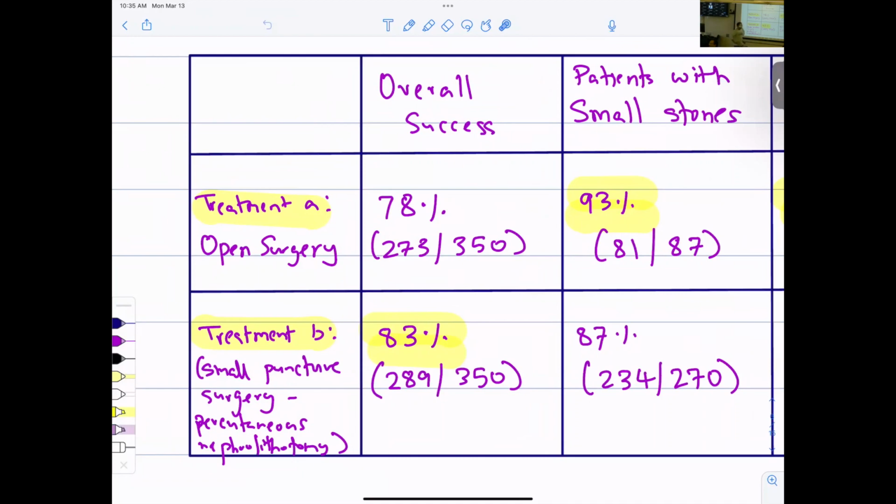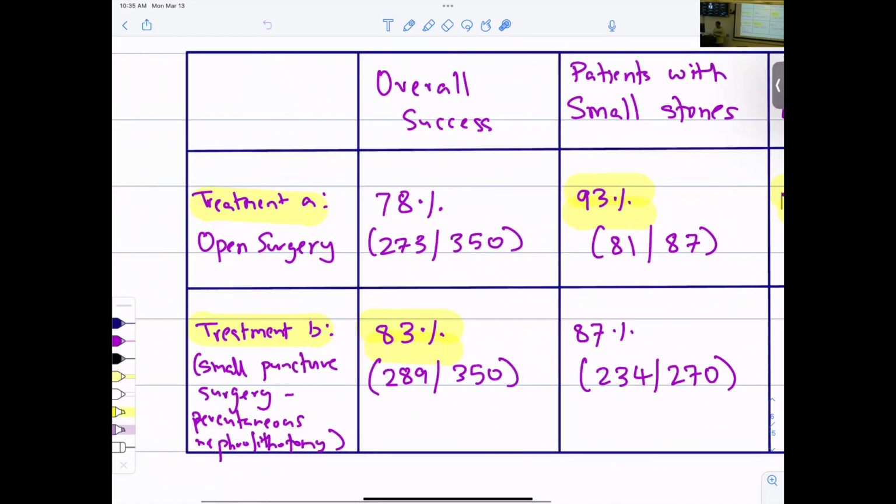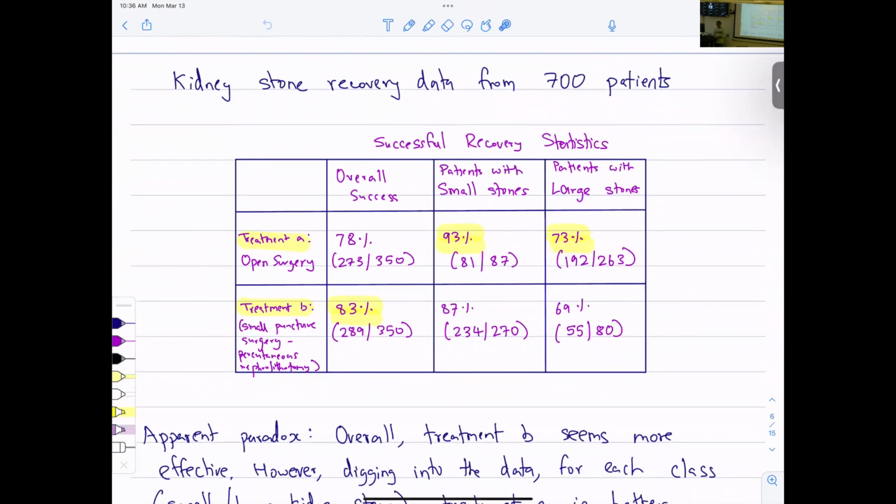Okay, the kidney stone. So patients with small stones, 87 of them had small stones, and treatment A, 81 out of 87 succeeded, which was 93%. Treatment B for small stone, 234 out of 270 succeeded, which is 87%. So here, it's clear that treatment A is better than treatment B, which is exactly the opposite trend of overall success. That's fine, because we have other categories as well. Let's move to the third category. Third category, with large stones, treatment A, 192 out of 263 succeeded, which is 73%. Treatment B, 55 out of 80 succeeded, which is 69%.